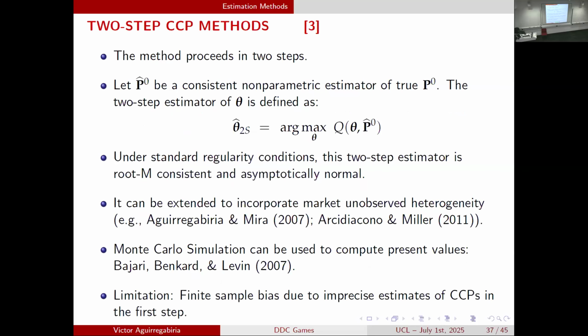What is an important limitation of this approach? An important limitation of this approach is basically the finite sample properties of the estimator. We are estimating in many applications millions of choice probabilities. Basically, what is the choice probability that a player chooses to be in the market, for instance, given that the vector of state variables of all the players takes one particular value?